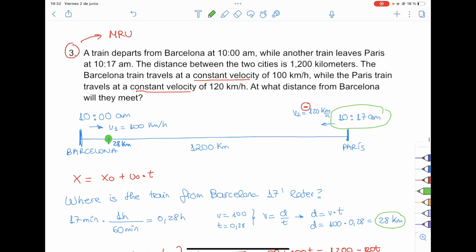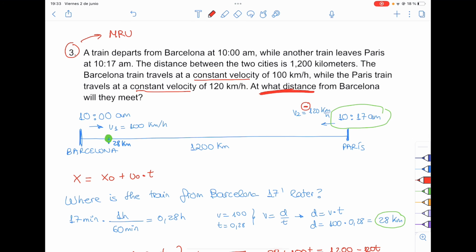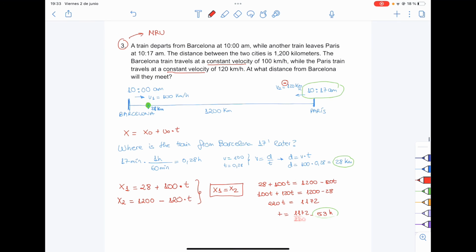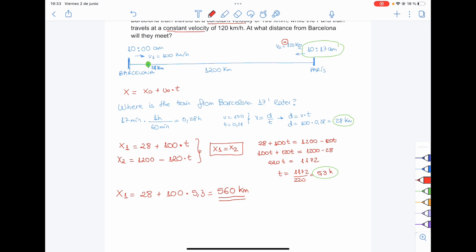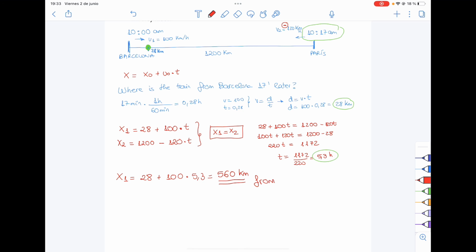And the question is, they're not asking me the time, they're asking me at what distance from Barcelona. So I'm going to use now these formulas to discover the distance. Again, I can use either one of these two. So x1 is equal to 28 plus 100 times 5.3. So the final result is 560 kilometers from Barcelona.